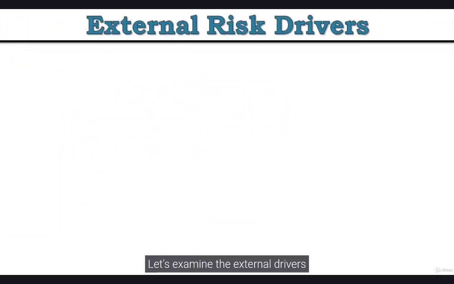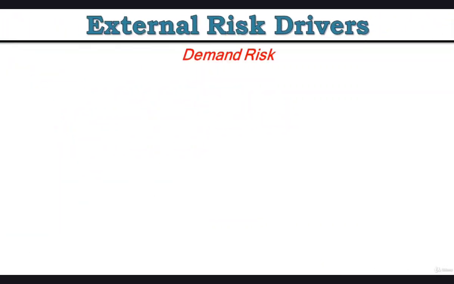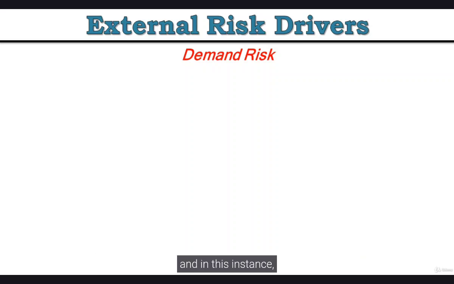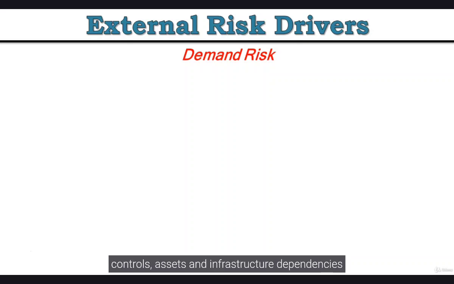Let's examine the external drivers. First, demand risk. Demand risk relates to potential or actual disturbances to flow of product, information, and in this instance cash emanating from within the network, between the focal company and the market. In particular, it relates to the processes, controls, asset, and infrastructure dependencies of the organizations downstream and adjacent to the focal company.